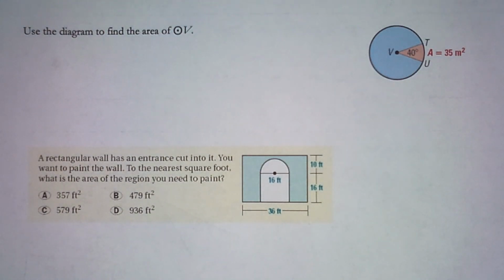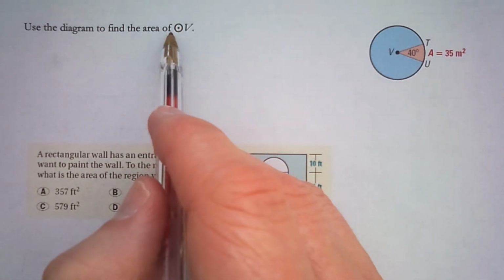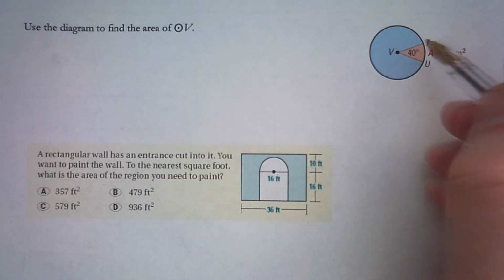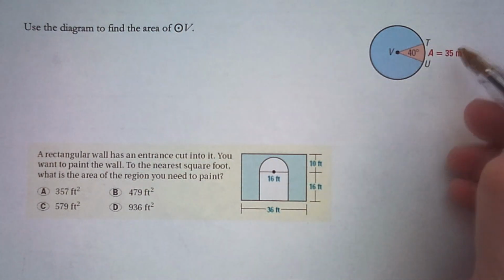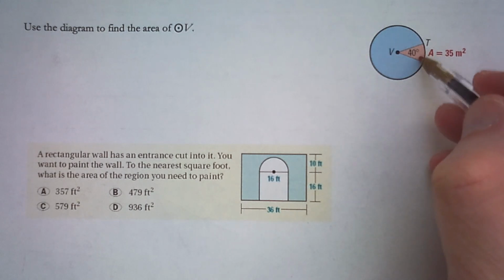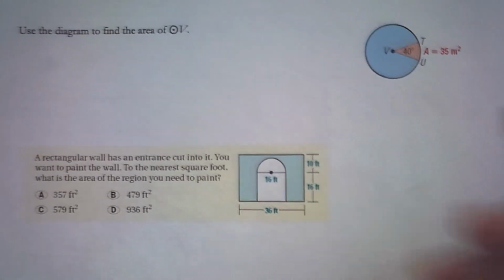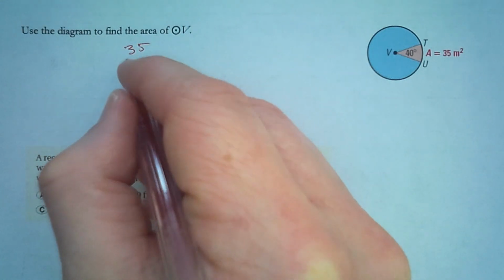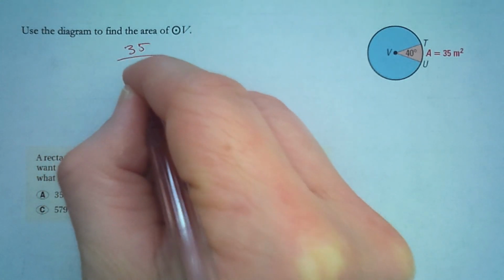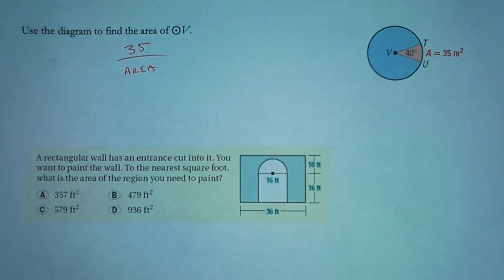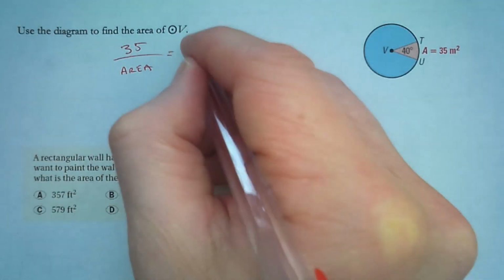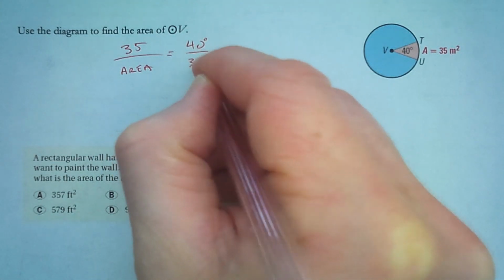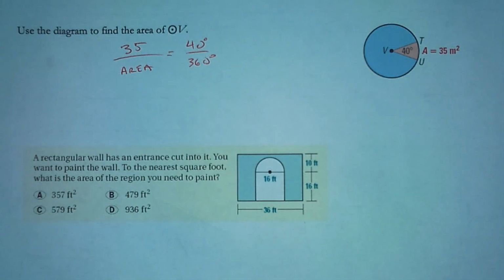Okay, now we are going to use our sector formula to find the area of a circle. And we have to use the sector formula because I don't know the radius, but I do know the area of this red sector. So the area of the sector, which is 35, is to the area of the whole circle, as the number of degrees is to 360.